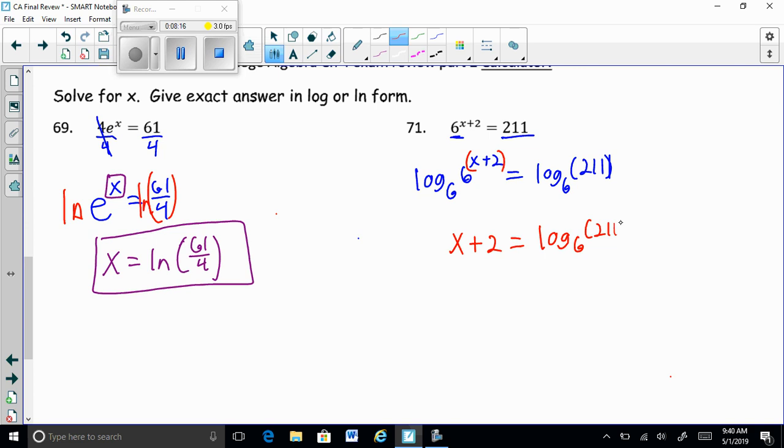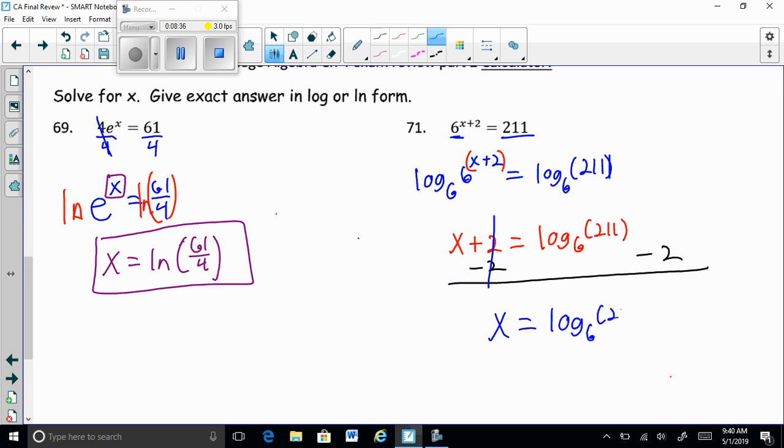And so the last thing you want to do is go ahead and subtract 2. Now, a common mistake is students will subtract the 2 from the value being evaluated. You actually want to make that separate. So we'll make that separate. That cancels out. So we're left with x equals log base 6 of 211 minus 2. And that answer is fine.